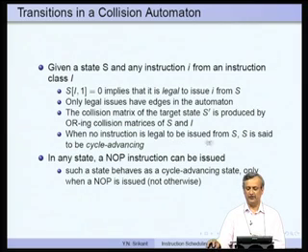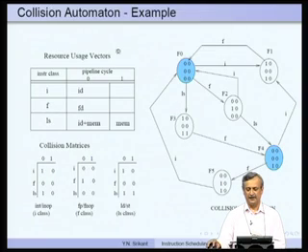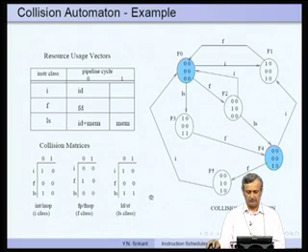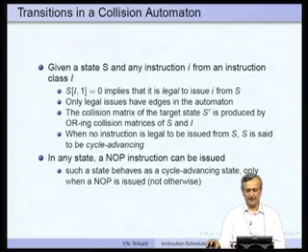When no instruction is legal to be issued from S, S is said to be cycle advancing. In any state, and this is important, a no op instruction can be issued. It is always legal to issue a no op instruction from any of these states. We have not written the collision matrix for the NOP class, but there are going to be no collisions with any NOP instruction, because NOP does not require any resources. Such a state behaves as a cycle advancing state only when a no op is issued. Otherwise, it is not going to behave as a cycle advancing state.